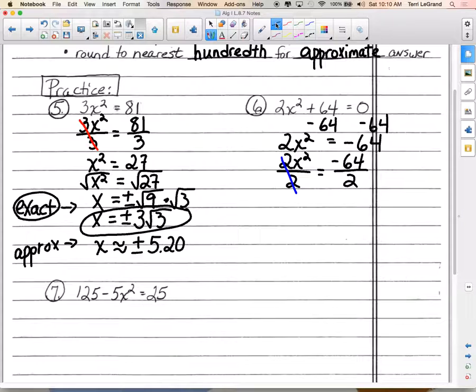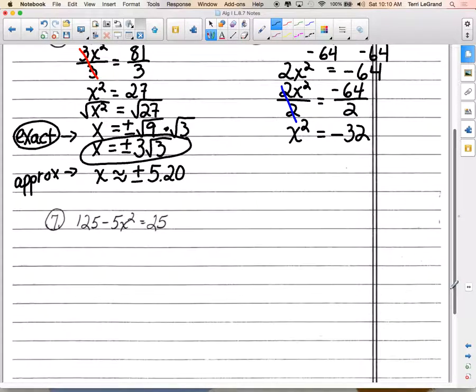We have x squared alone now. We have a negative divided by a positive is a negative, and 64 divided by 2 is 32. So we have a negative 32. Next step, take the square root of x squared, take the square root of negative 32. Well, the square root of x squared is x, and the square root of negative 32. Oh, wait a minute. Can't take the square root of a negative number. Square root means a number times itself that will give you negative 32.